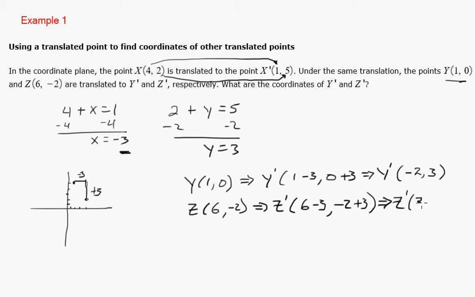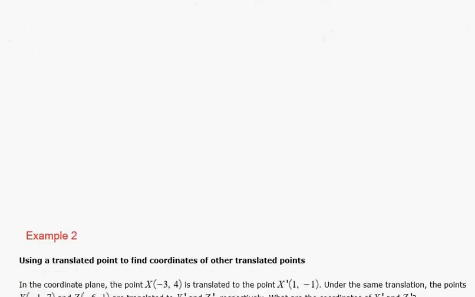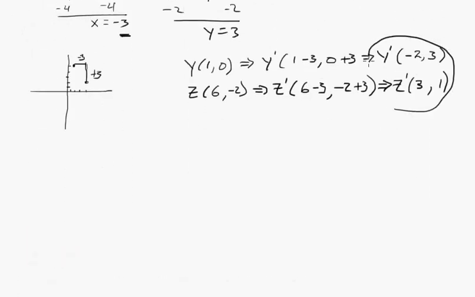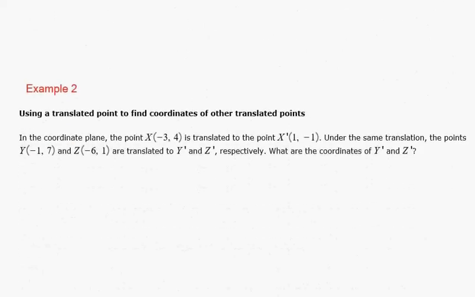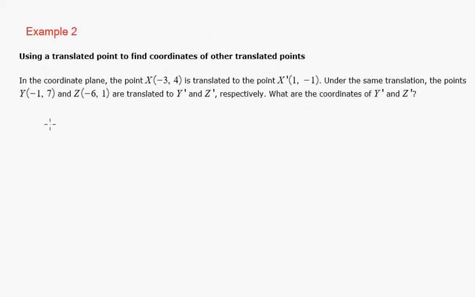6 take away 3 is 3. And -2 plus 3, well, that's like 3 take away 2 is 1. So those are my answers for that. Okay? So these would be the translated. Let's try another one. Okay? So we have x to the -3, 4, and it goes to x prime of 1 and -1.